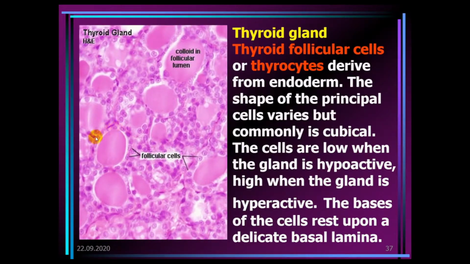This picture shows you a section of the follicles. You can see colloid, oxyphilic, homogeneous colloid, and one layer of cuboidal epithelial cells, thyrocytes, which derive from endoderm. In normal condition, these cells look like this picture, cuboidal cells.